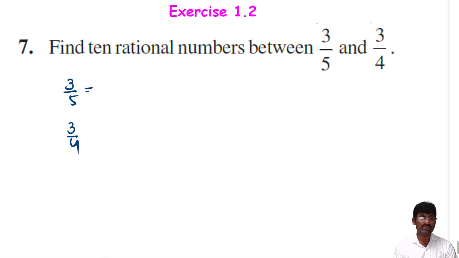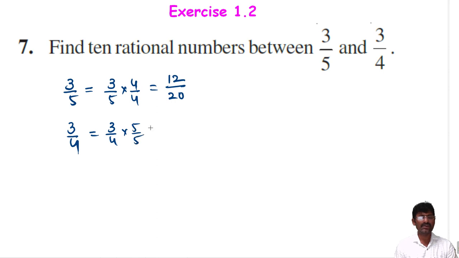First step is we need to convert the denominator to 20. For that, we multiply both numerator and denominator of 3 by 5 by 4, so it becomes 3 times 4 is 12 divided by 5 times 4 is 20. Now multiply 3 by 4 with 5 by 5, which is 3 times 5 is 15 divided by 4 times 5 is 20. Now you observe the numerators 12 and 15. Between 12 and 15, how many do we have? 13, 14. We have only 2 numbers.